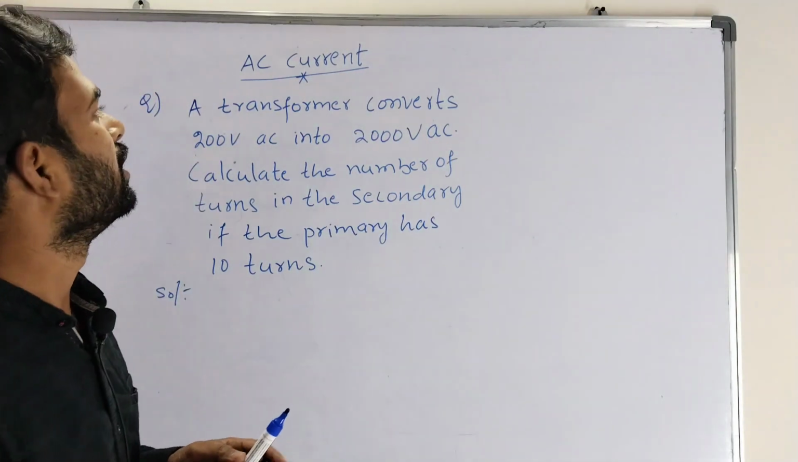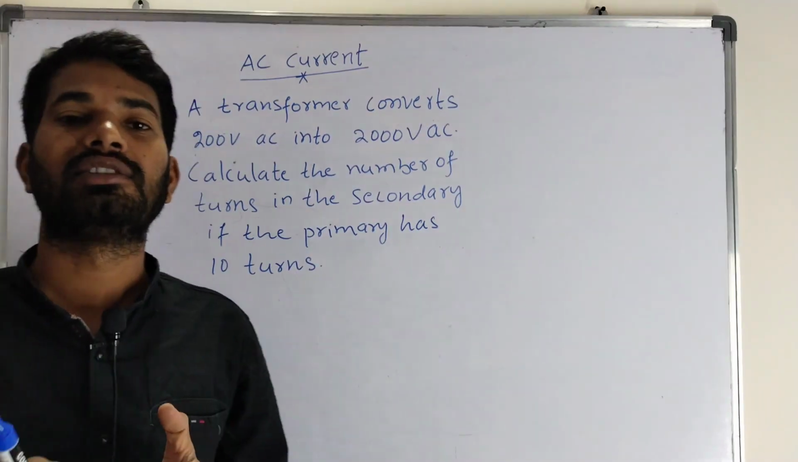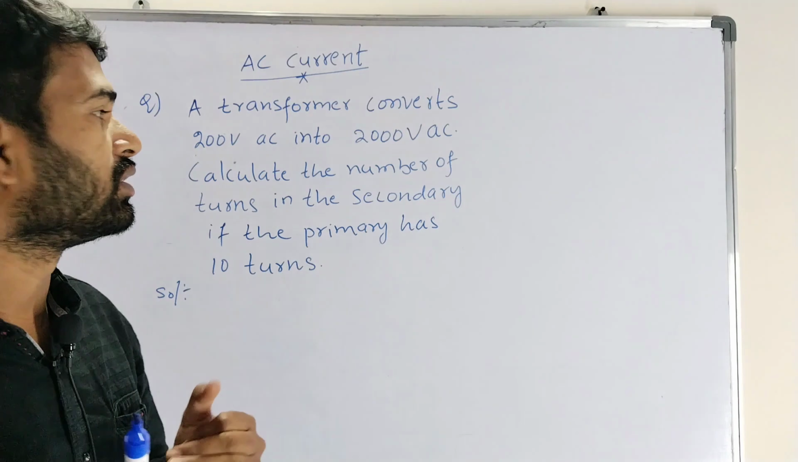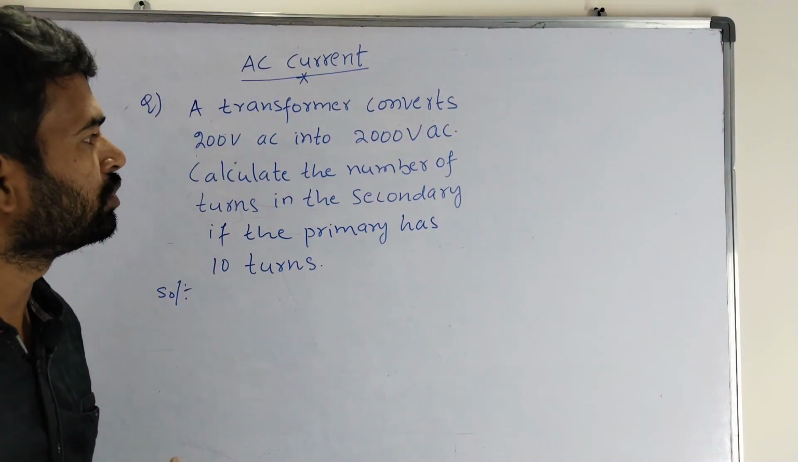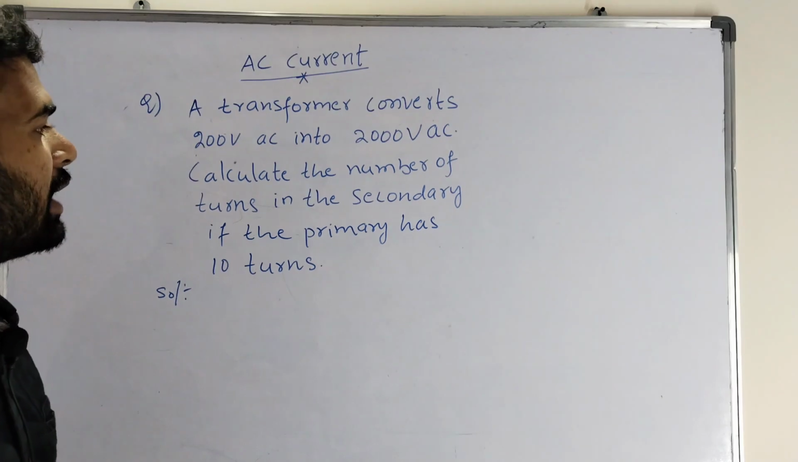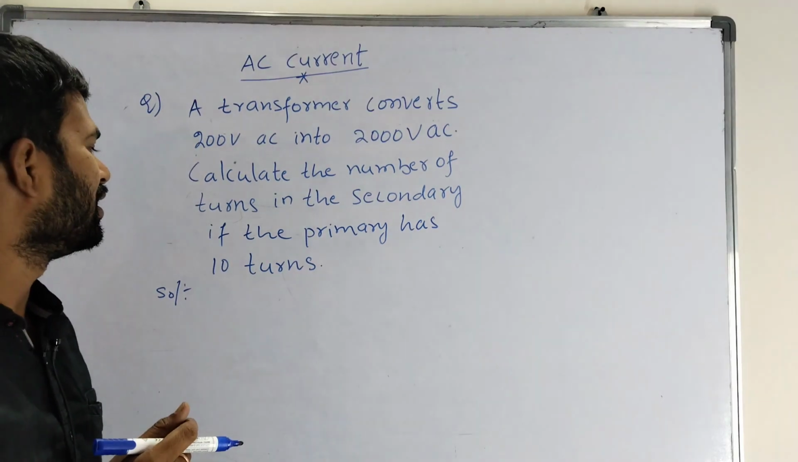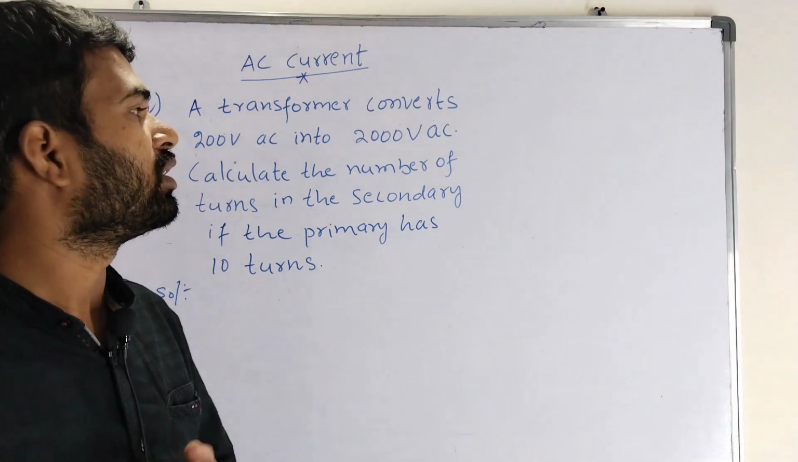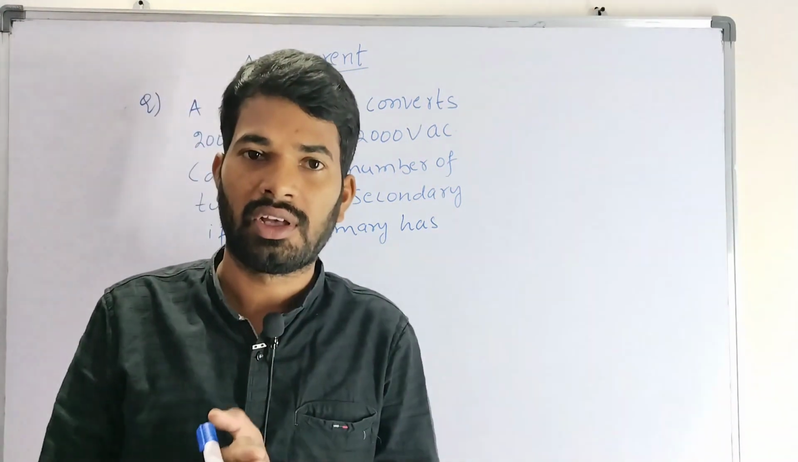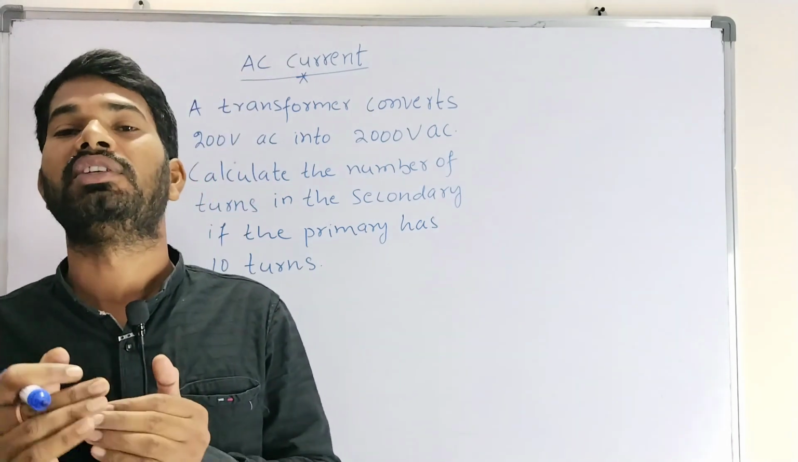This question is from AC current, alternating current, second year physics. See the question. A transformer converts 200 volts AC into 2000 volts AC. Calculate the number of turns in the secondary if the primary has 10 turns. We know the transformer formula: Vs by Vp is equal to Ns by Np.